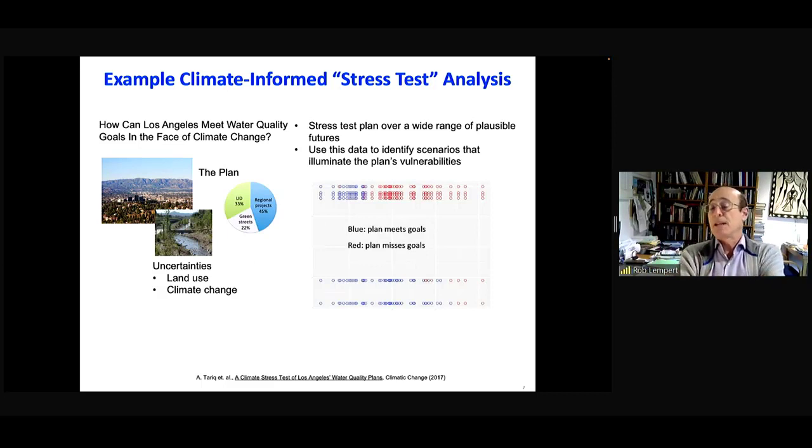You get a database that looks something like this, where a blue dot means the plan meets water quality goals, a red dot means it misses goals. You can then run classification algorithms against the database and ask, what are the key drivers, the key combinations of drivers, which best distinguish between the conditions that give you a blue and a red dot?